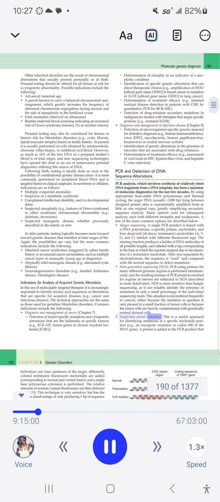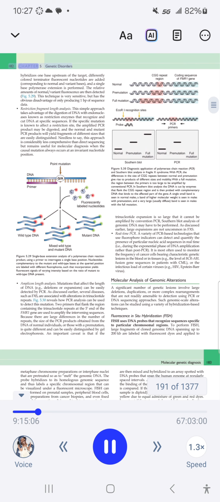Single-base primer extension. This is a useful approach for identifying mutations at a specific nucleotide position, e.g., an oncogenic mutation in codon 600 of the BRAF gene. A primer is added to the PCR product that hybridizes one base upstream of the target. Differently colored terminator fluorescent nucleotides are added corresponding to normal and variant bases, and a single base polymerase extension is performed. The relative amounts of normal and variant fluorescence are then detected, Figure 5.29. This technique is very sensitive, but has the obvious disadvantage of only producing 1 bp of sequence data.